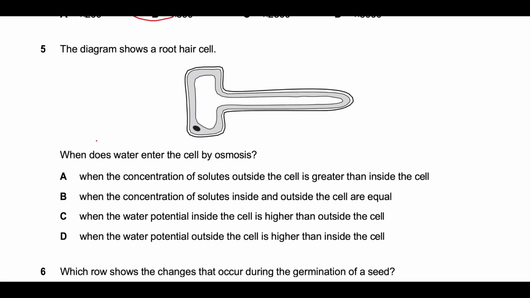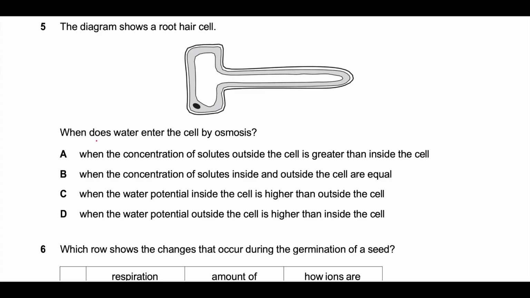Let's move to question number 5. The diagram shows a root hair cell. When does water enter the cell by osmosis? From the definition of osmosis, the water should move from outside to inside if the water potential inside the cell is lower than the water potential outside the cell. So the water direction will move from out to in.